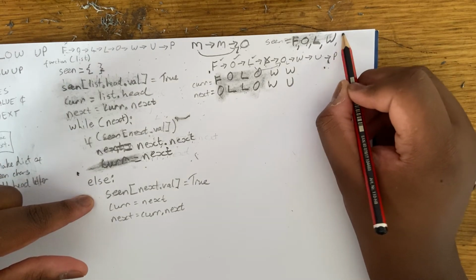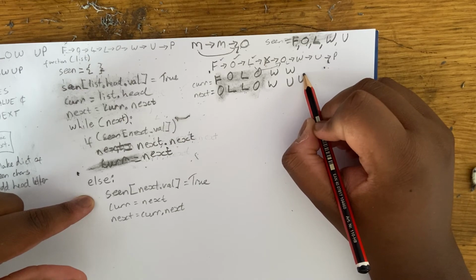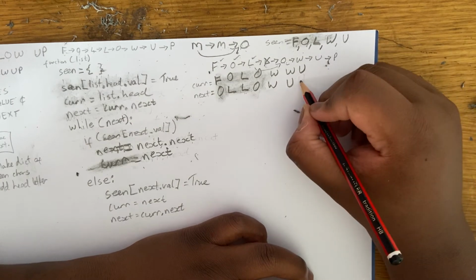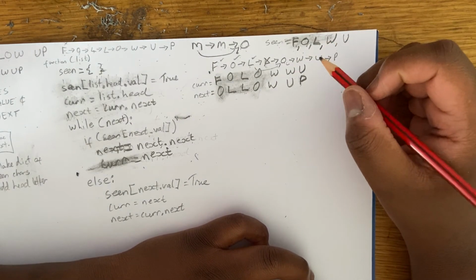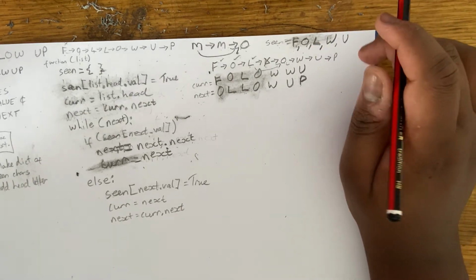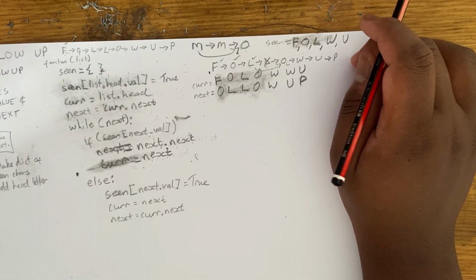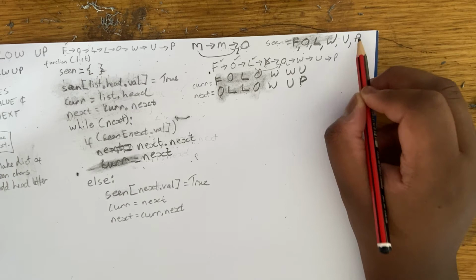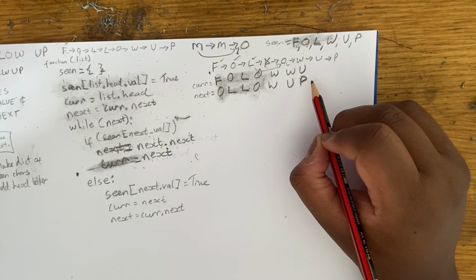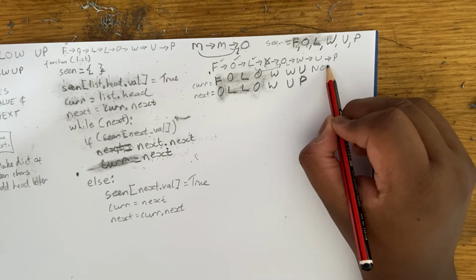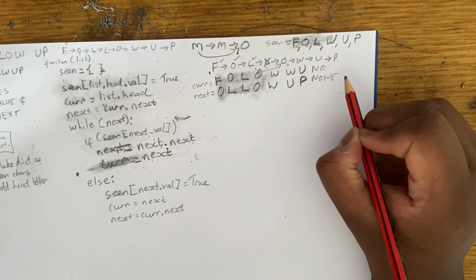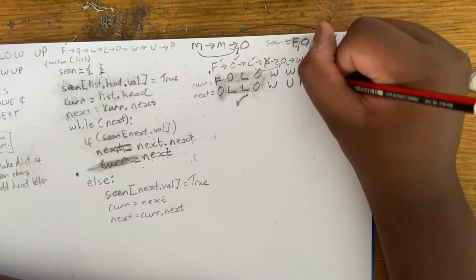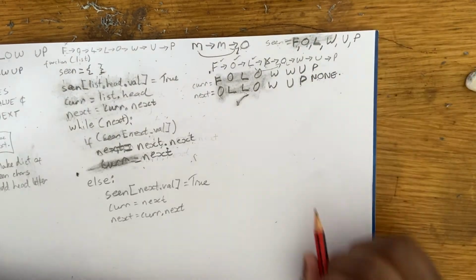You go through again, no U. So I'm going to put the U, and then the P. Then we go around. No, there's no P. So then the next is none. The current's next, so it's P and none. And we break.